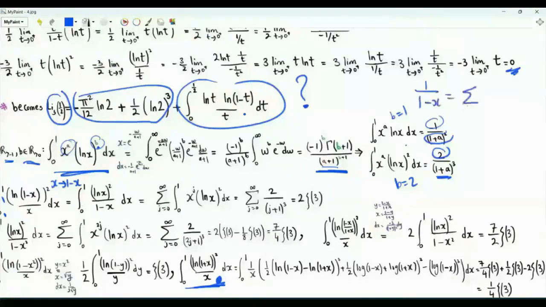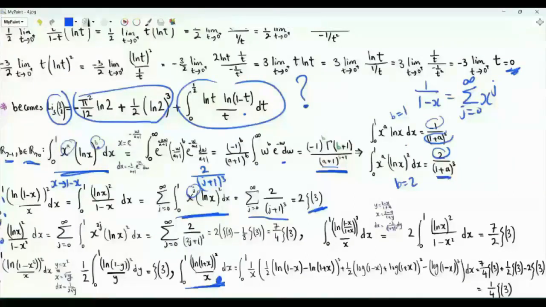We can write 1 over 1 minus x as the summation j from 0 to infinity of x to the power j. We can then do integration term by term. According to this result here, the integral is equal to 2 divided by (j plus 1) to the power 3. This sum is equal to double zeta of 3.